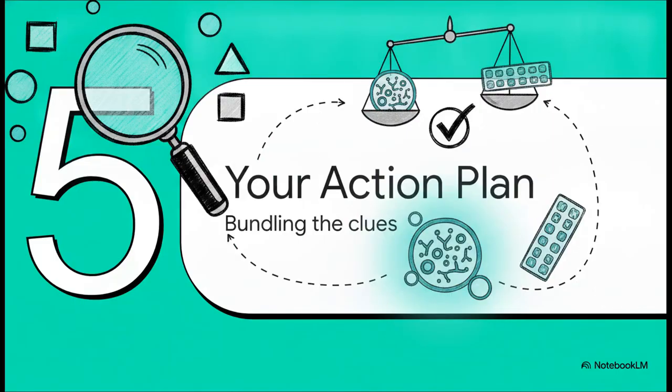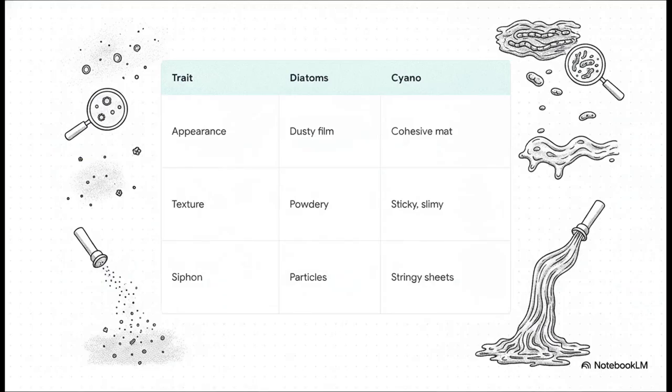And finally, Section 5, your action plan, bundling the clues for a verdict. We've gathered all our evidence, now we're transitioning to the final and definitely the most important phase of this explainer, bundling all those clues together so we can render a confident verdict and take decisive action. All right, here is your master cheat sheet. Grab a screenshot if you need it. And this brilliantly illustrates exactly why you can't rely on just one single thing. Appearance, dusty film versus a cohesive mat. Texture, powdery versus slimy. Siphon test, particle release versus stringy sheets. By bundling these traits together, you eliminate the guesswork entirely. You gain the absolute confidence to definitively identify your culprit.